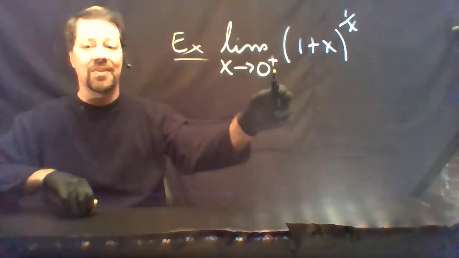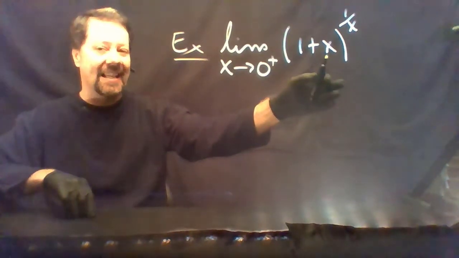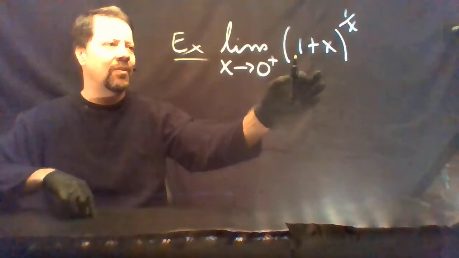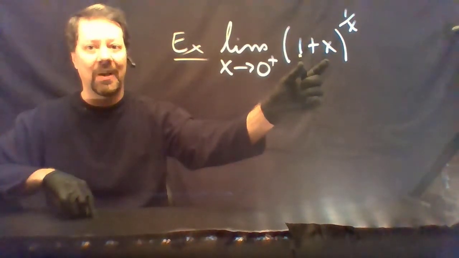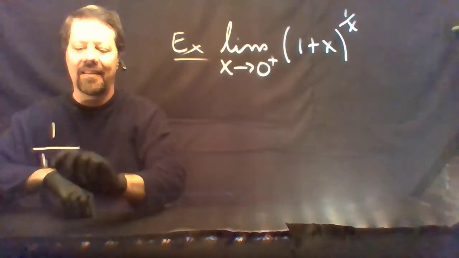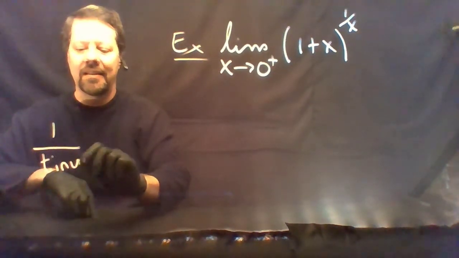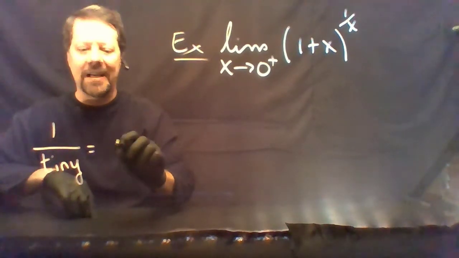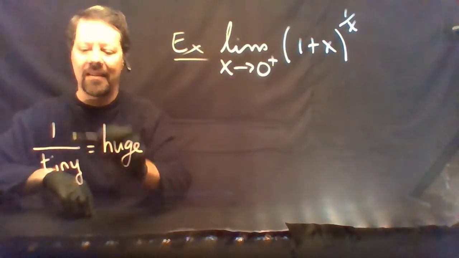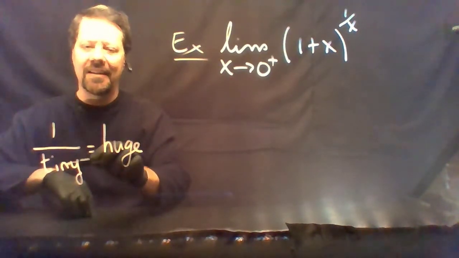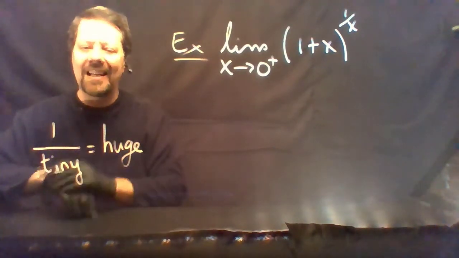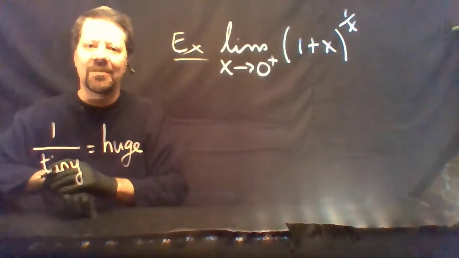As x goes to 0 from the right, if we plug a tiny but positive number into this expression, 1 plus tiny is pretty close to 1. 1 divided by tiny: you need to know that 1 divided by tiny is huge. Try this on your calculator. Take 1 and divide by 0.00001, some really tiny number. You'll end up with something huge.